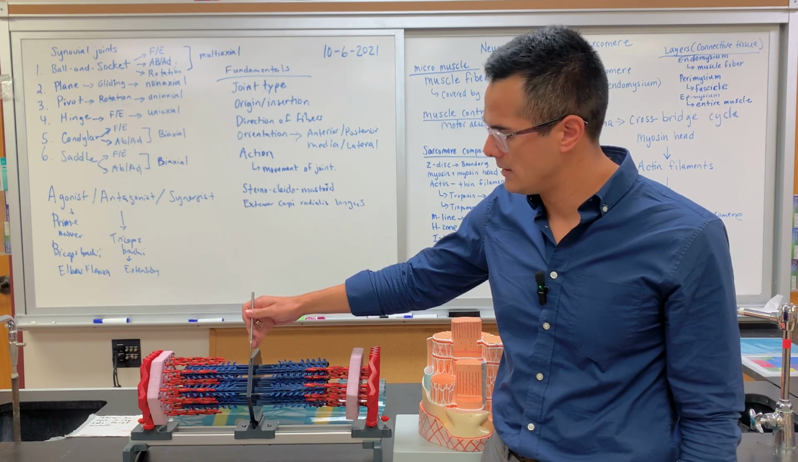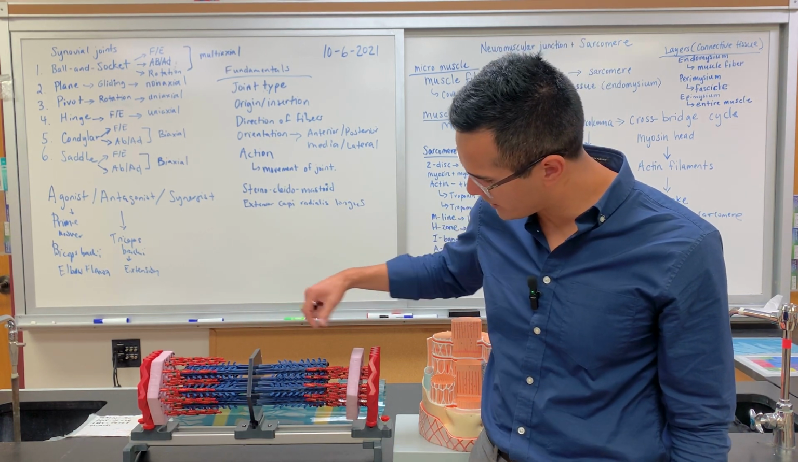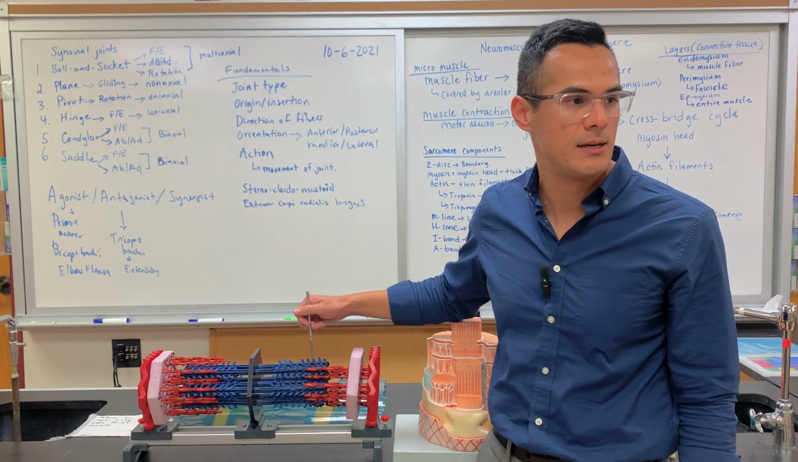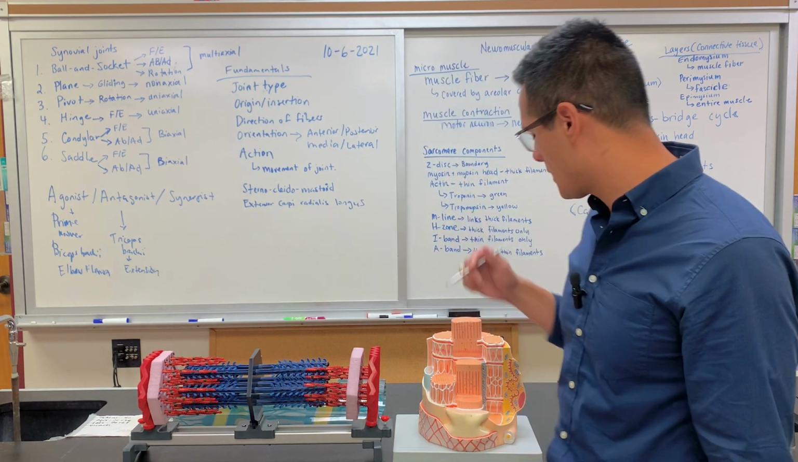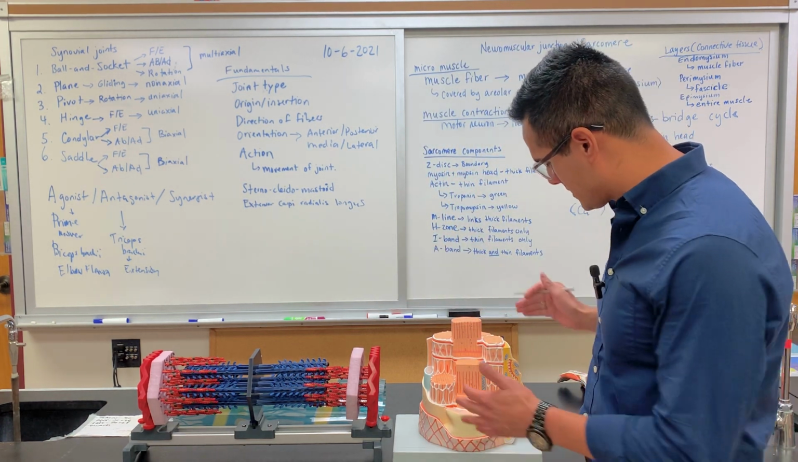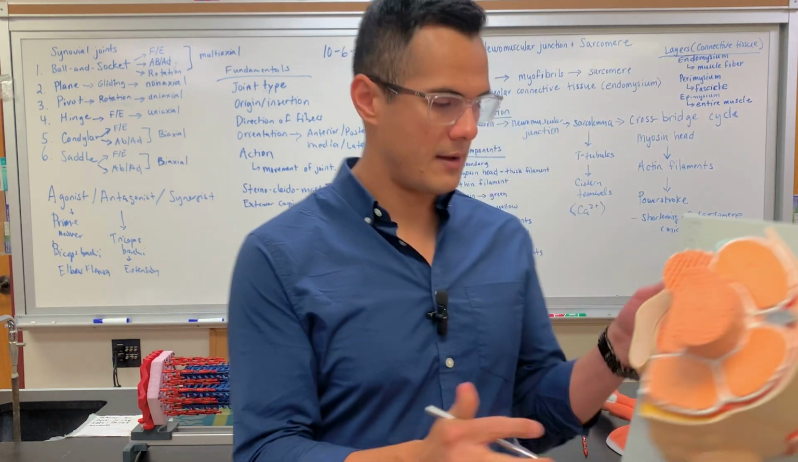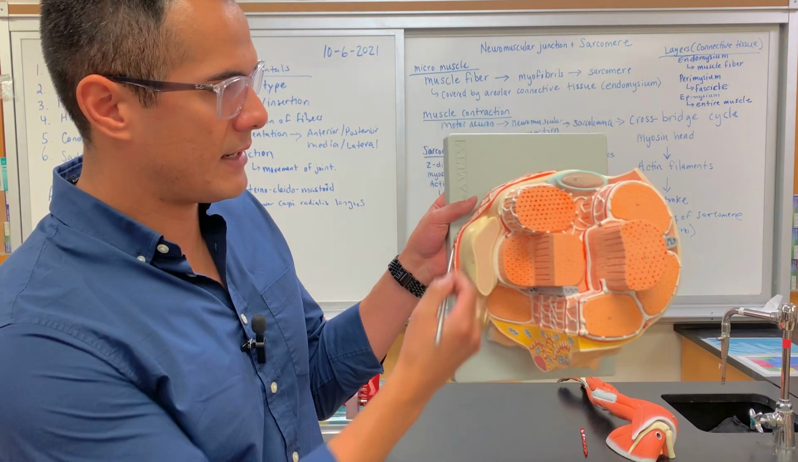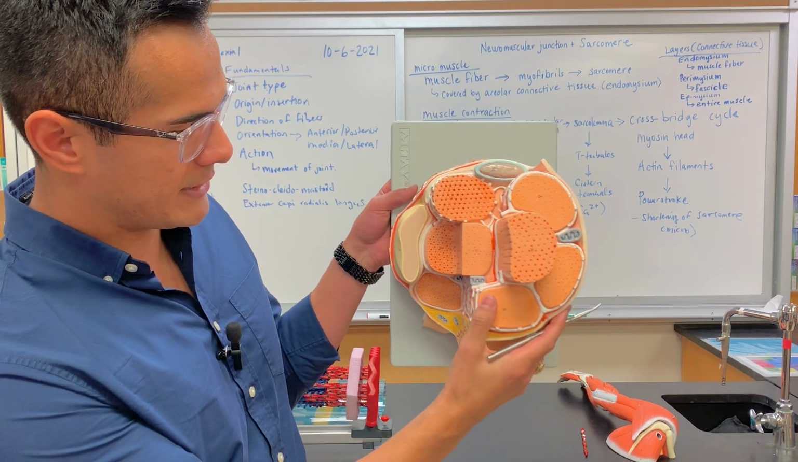This is the M line. This is the H zone. And the part where there are thick and thin is the A band. Correct. Excellent. Okay, so now we know all of the particular regions. Some of the other ones, just to cover real quick. This part is known as the myosatellite cell. This is known as the nucleus.